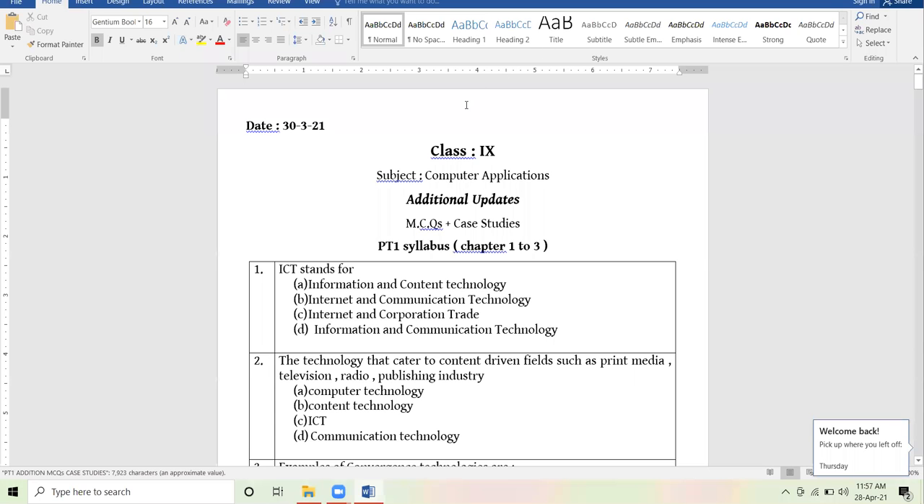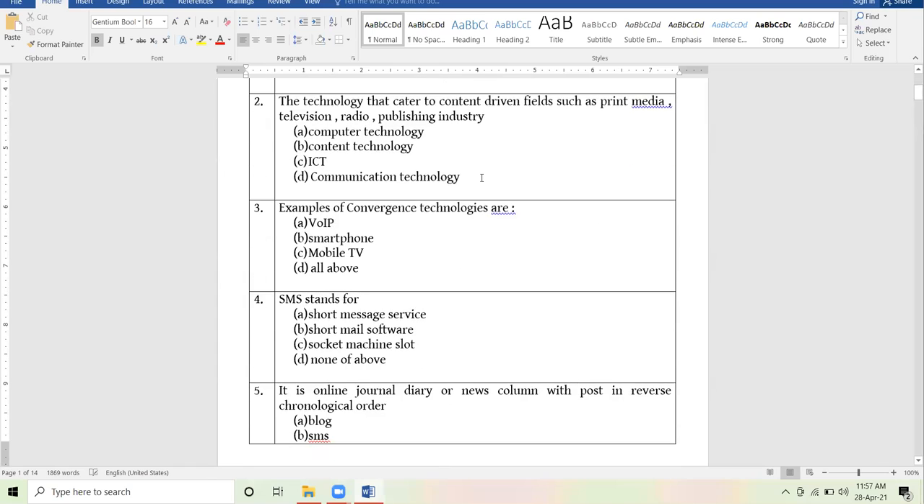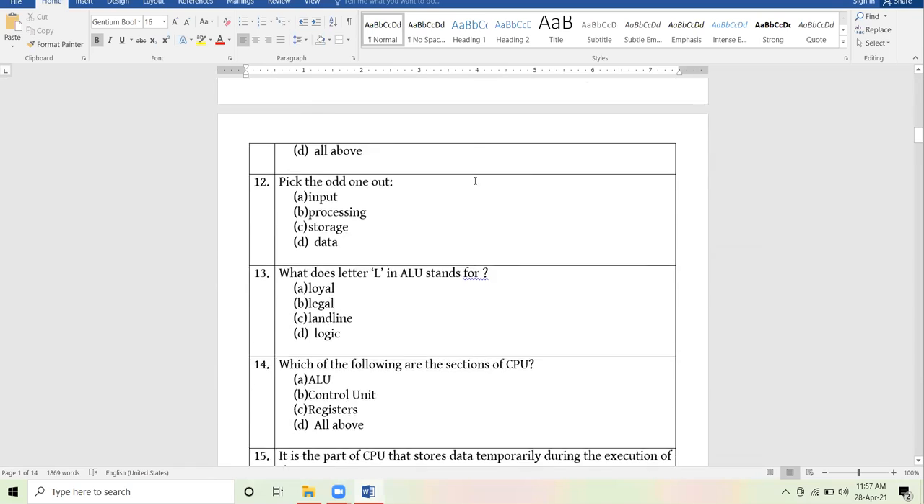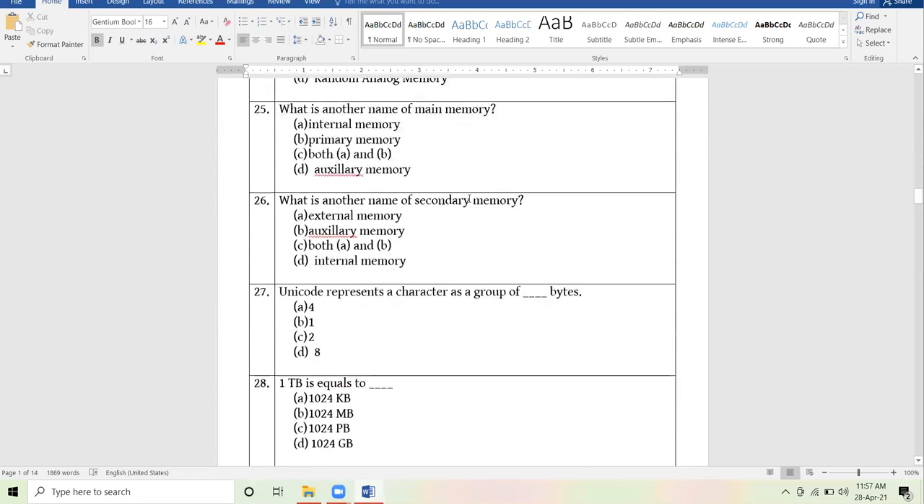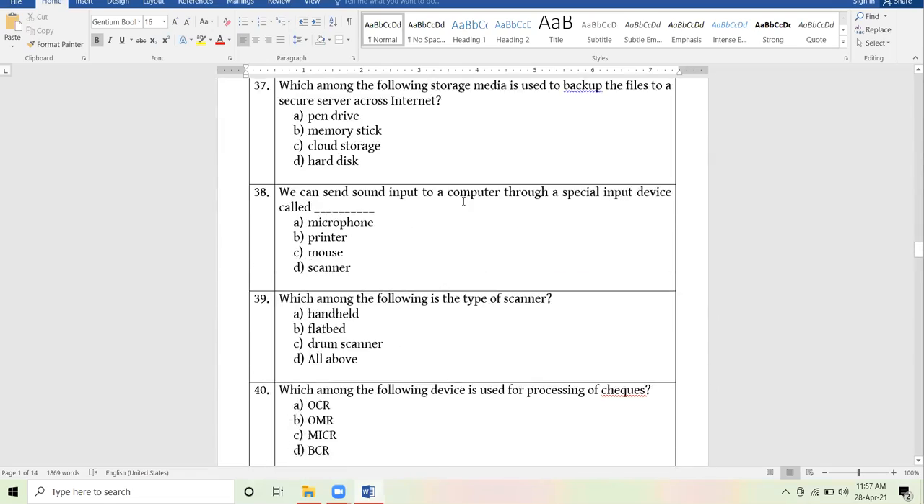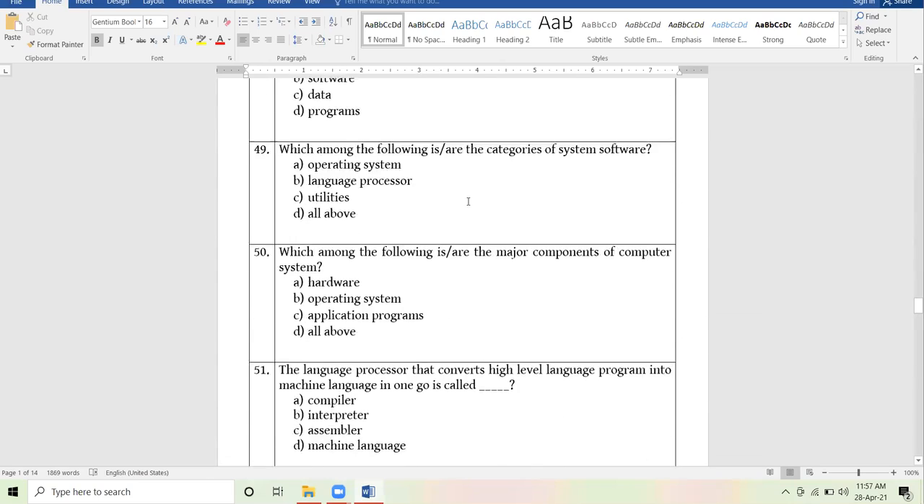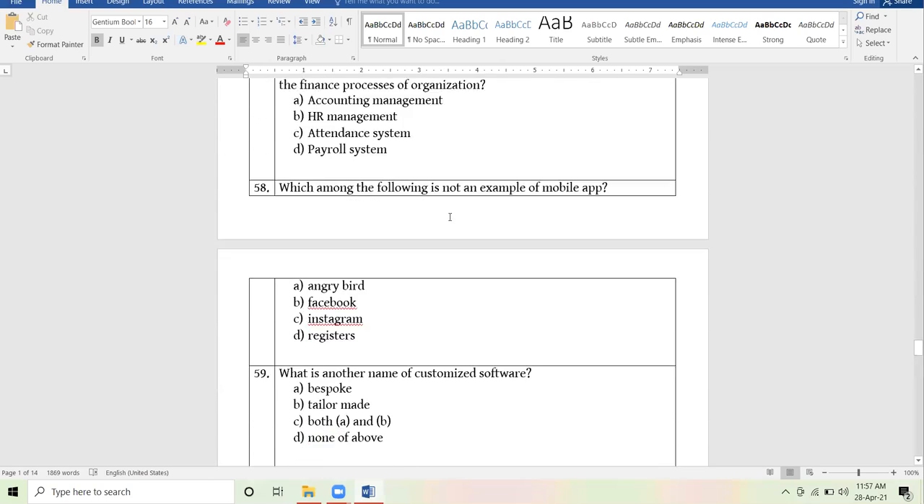One very important concept is the concept of case studies. Okay, beta, what actually is a case study? A case study is just like a comprehension.